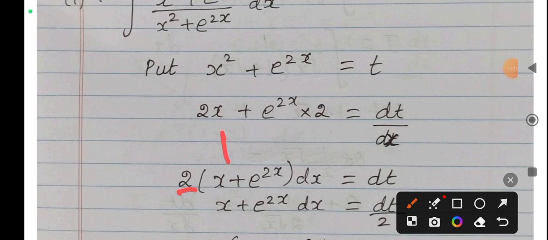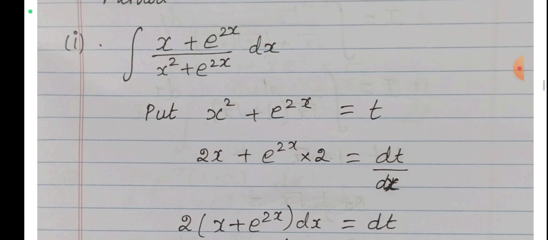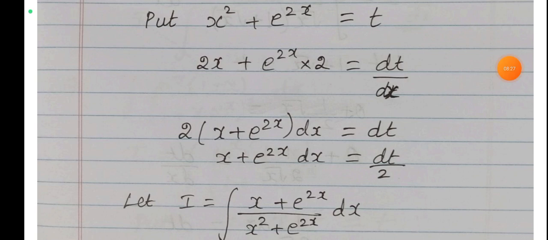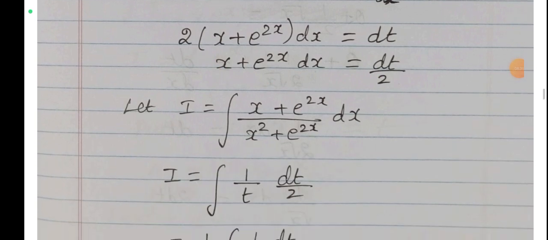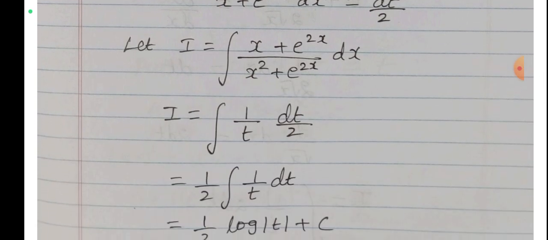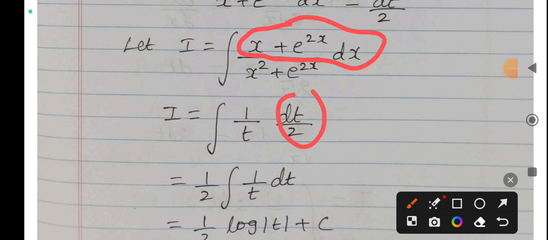So we got it as x plus e power 2x. But we need only x plus e power 2x in the numerator. If you want, you can check. So the 2 we don't want, so we can keep that multiplication as a division, and it becomes dt by 2. Once we got dt by 2, the numerator x plus e power 2x dx is nothing but dt by 2, and 1 by x square plus e power 2x is 1 by t. So 1 by t dt by 2, clear?